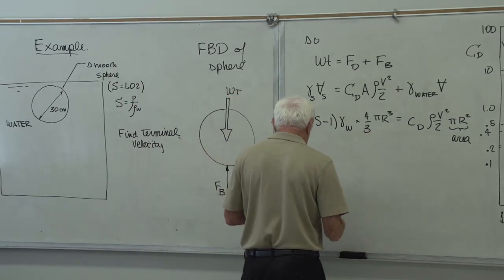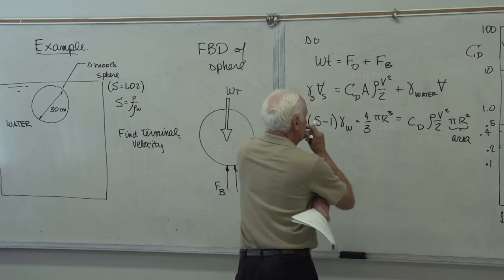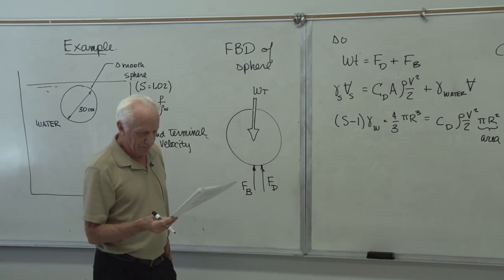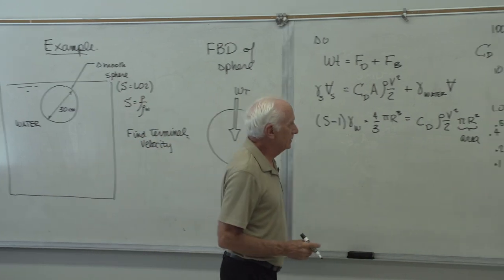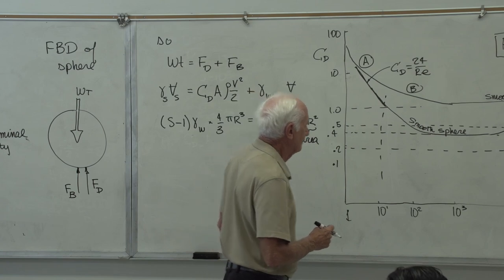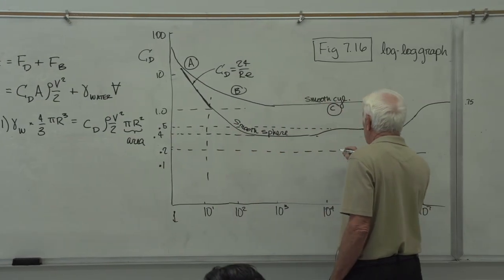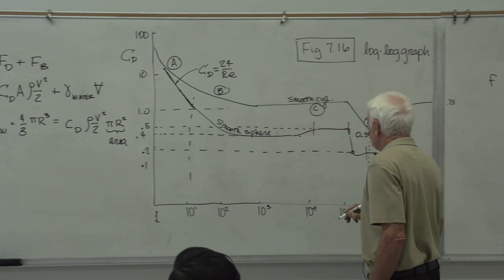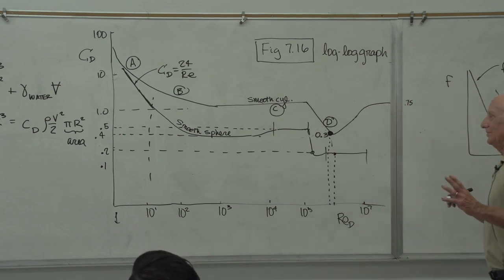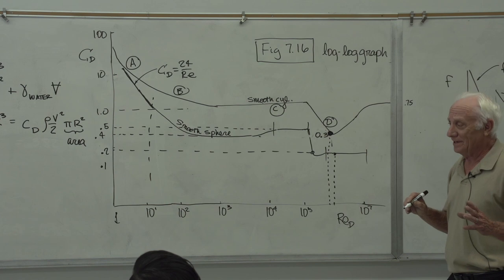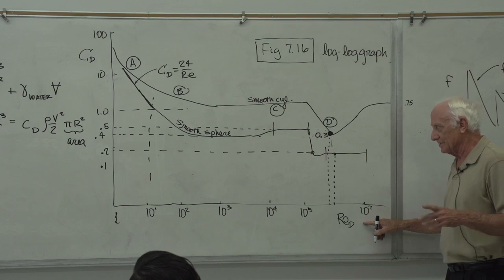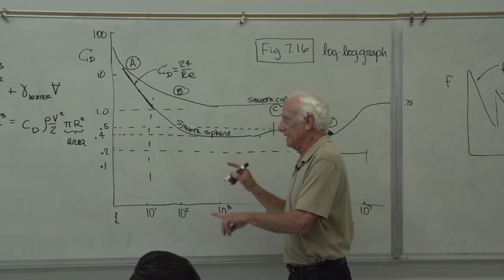We have to get C sub D. Okay. Let's see. I think you use for C sub D, yeah, 0.5. It's a sphere. You have to make a guess for C sub D first. You can't find C sub D because you can't find the Reynolds number, because the Reynolds number has a velocity in it. So you can't find the Reynolds number. You have to guess a C sub D.